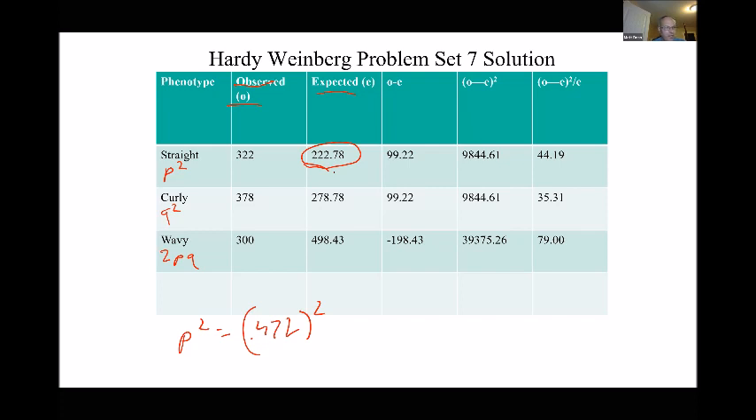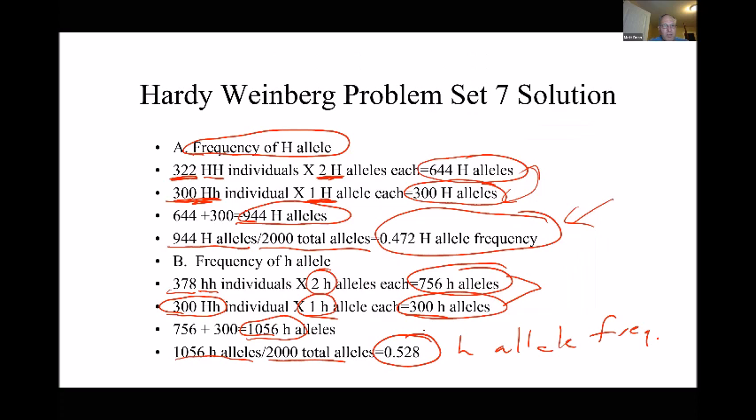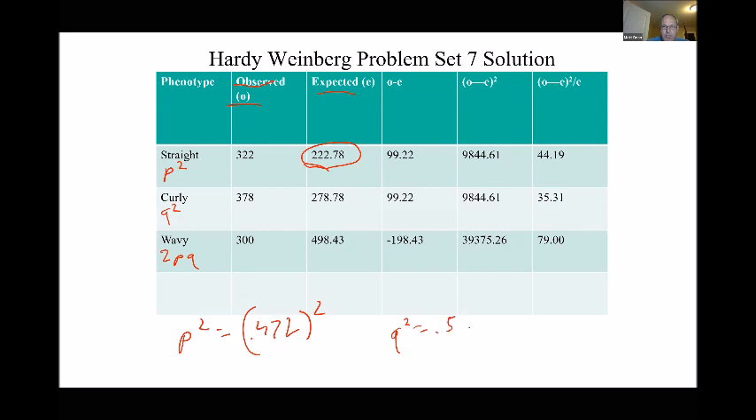Do the same kind of calculation for the curly hairs. So q squared, the frequency of the little h allele, the recessive allele, was 0.528. So we're going to square 0.528. That gives us q squared of 0.279. And then we multiply that, and actually I need to carry that out maybe a couple more places, 0.27878. Multiply that by 1,000 to get the number of individuals. Get 278.78.